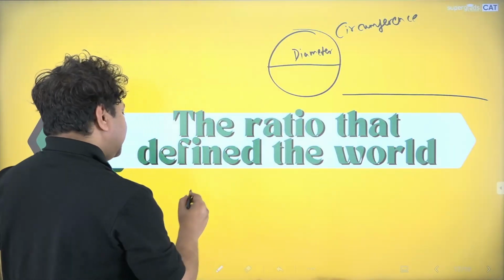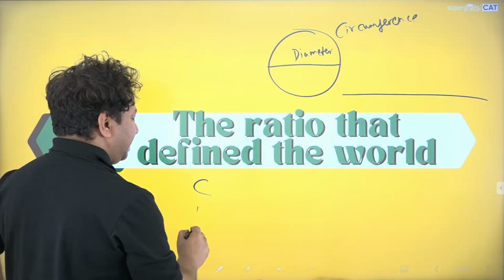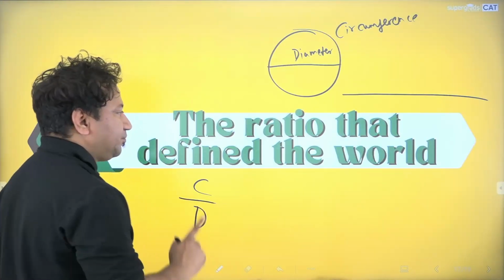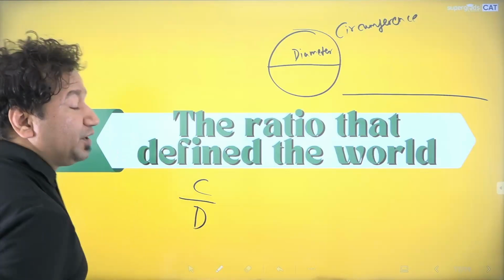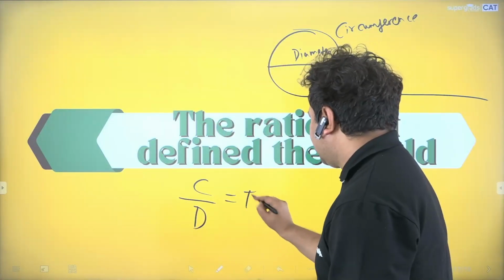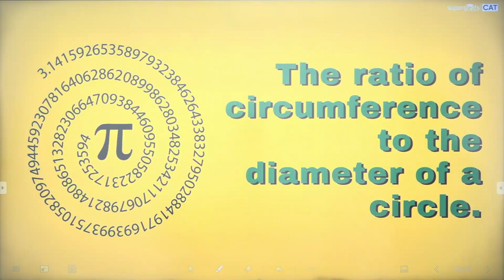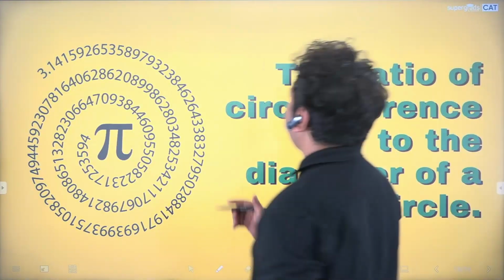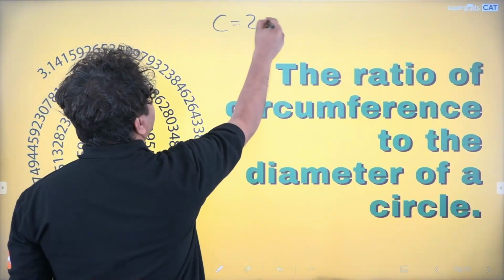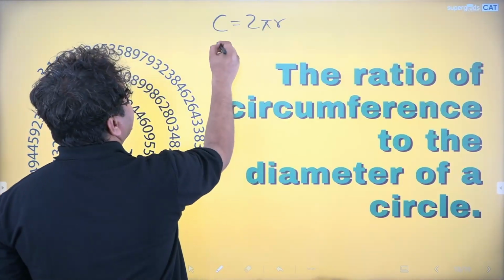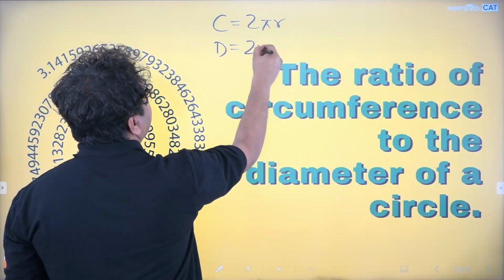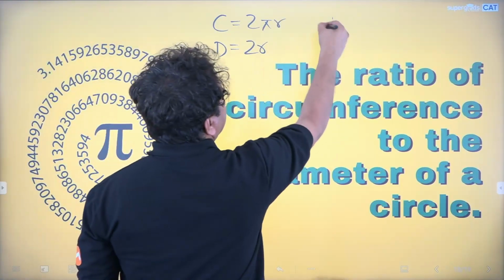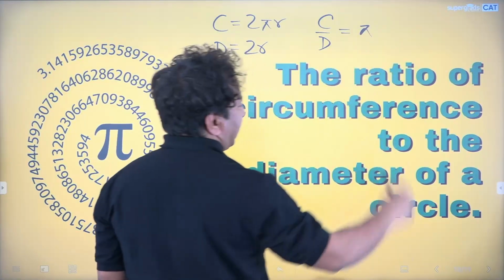So the ratio of the length of the circumference to the length of the diameter is the most important ratio that defines our world. That ratio is called, no prizes for guessing, pi. The ratio of circumference to the diameter of a circle. By the way, circumference is 2 pi r and diameter is 2r, where r is the radius. So if we divide these two, I'll be getting pi.